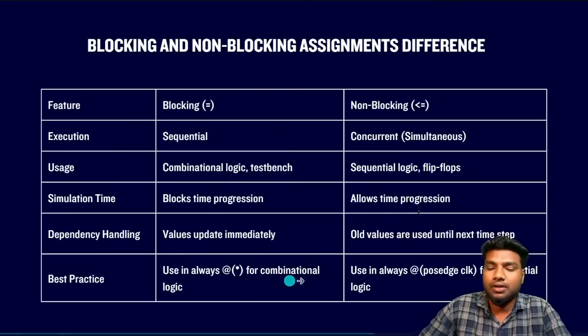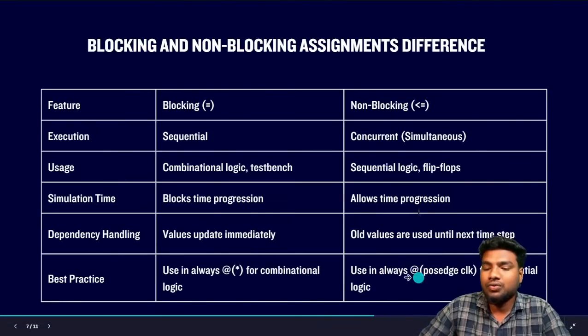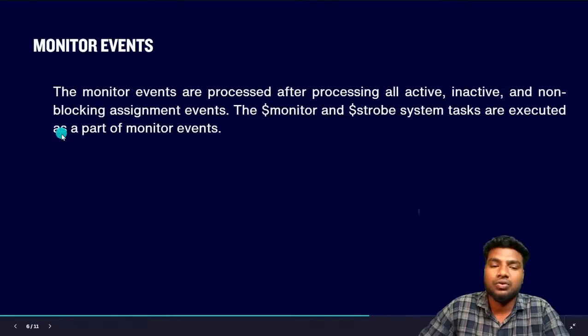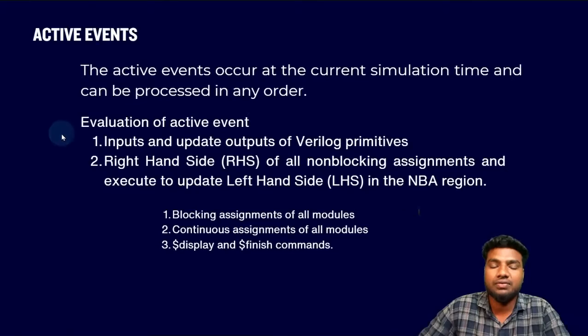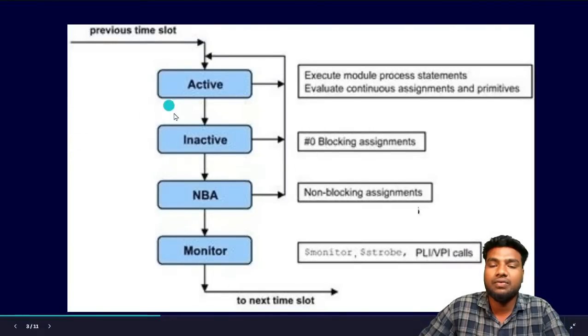And this is another thing. The best practice for writing combinational logic is to use always @(*). It won't wait for an initial event. If any one of the signals is triggered, it will start execution. Based on the positive edge of the clock, it will execute our non-blocking assignments. So these are the differences, and these are the events we have. These are the regions we have: active, inactive, NBA, and monitor.